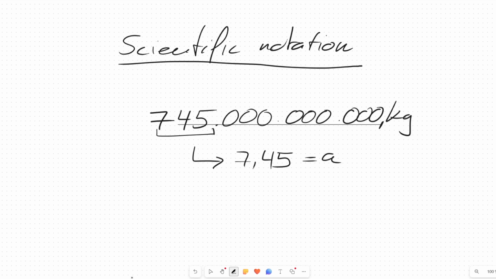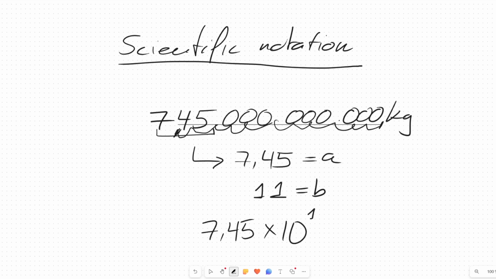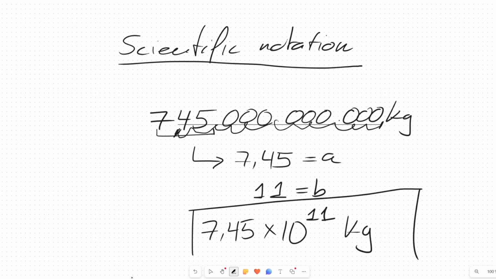Well, it's turned into a straight line, sorry. But I hope we were able to count 1, 2, 3, 4, 5, 6, 7, 8, 9, 10, and 11 times. So b is going to be 11, because it's moving 11 times to the left. And we say if we're moving to the left, then it's going to be positive. So it's plus 11. And this number in scientific notation is going to be written as 7.45 times 10 to the power of 11 kilograms. This is the same quantity as before. It's only written in scientific notation.